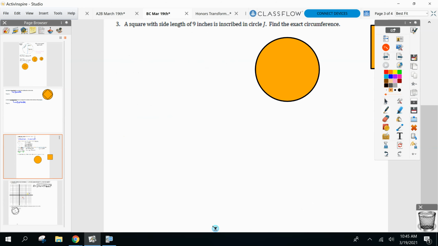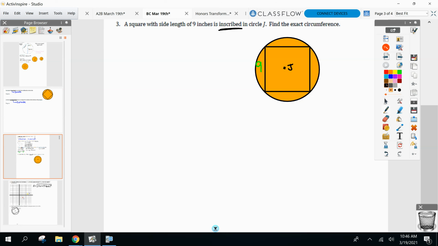3, a square with side length 9 inches. Oh, there's our new vocab word, inscribed. So I have a square inside the circle, and I have to make sure all 4 vertices are touching the circle. And it's in circle J. What do I know about J then? Circle J. Begins with C, ends in enter. Center. Good job, Mae. That's the center of the circle. Yep, that's J. And what do I know? Each side length is 9 inches.